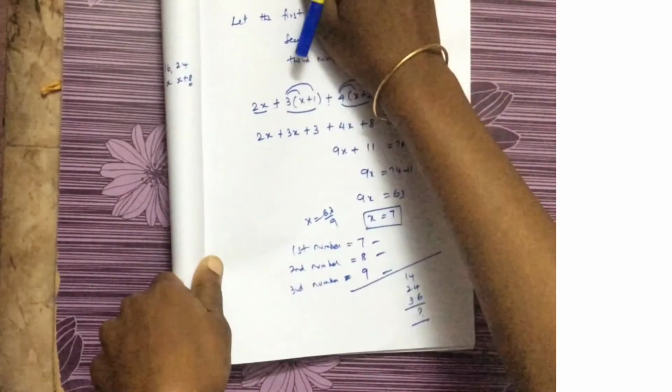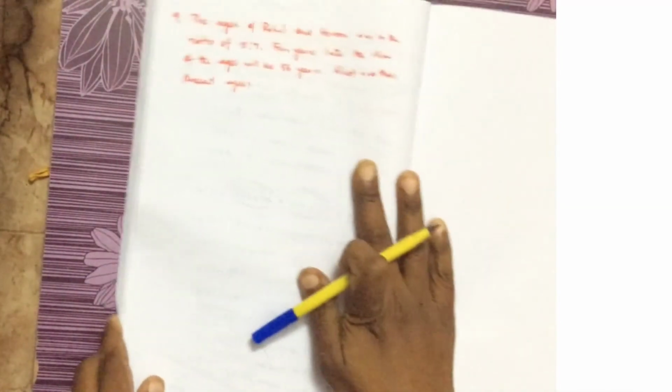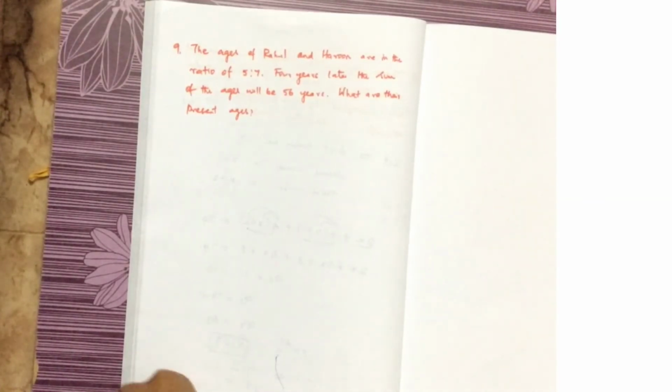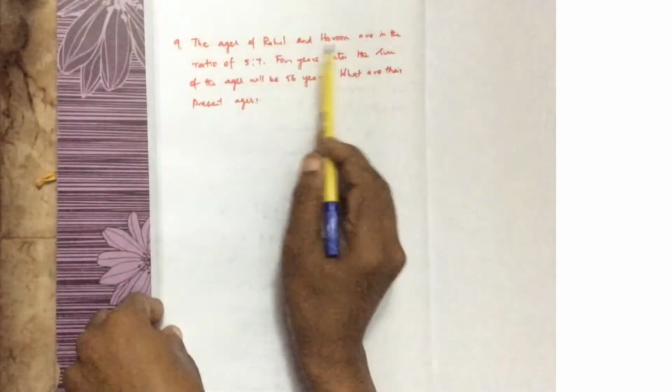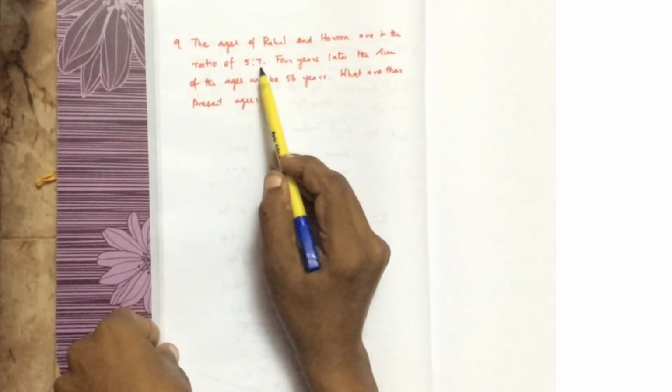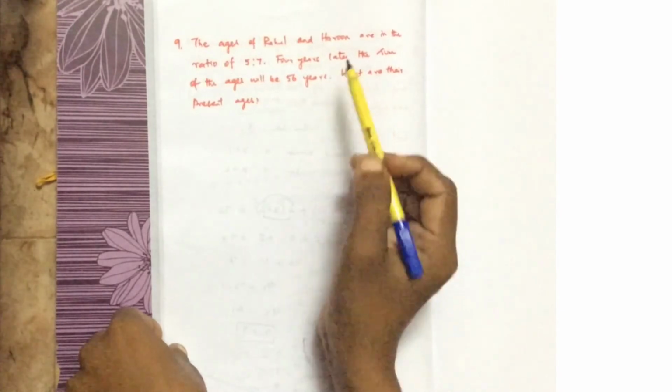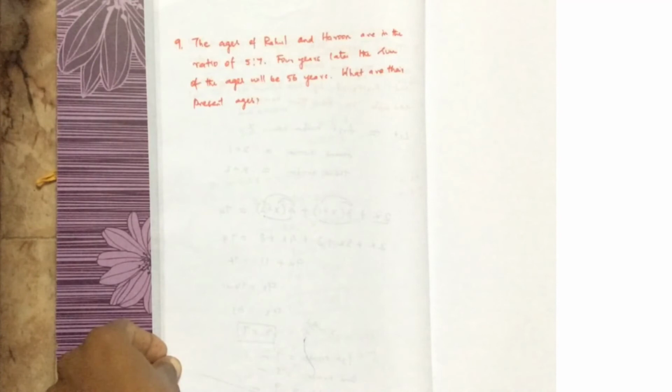Okay, now the next problem is: the ages of Rahul and Harun are in the ratio of 5:7. 4 years later, the sum of the ages will be 56 years. What are their present ages? Now, the ages of Rahul and Harun are in the ratio of 5:7. We know how to convert the ratio into their original numbers. You should multiply it by x.